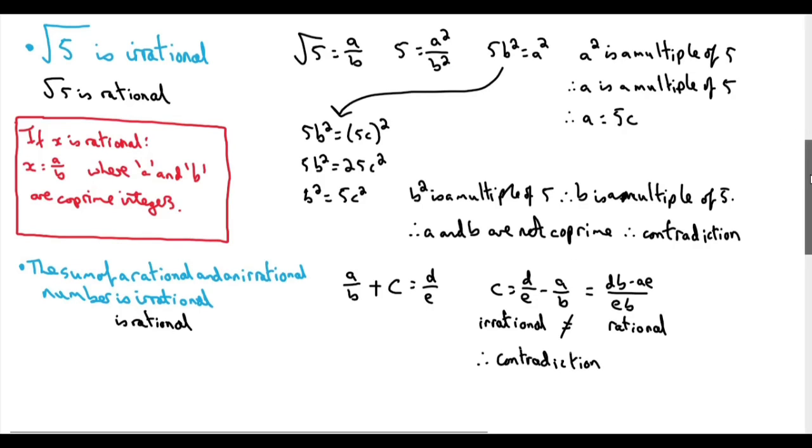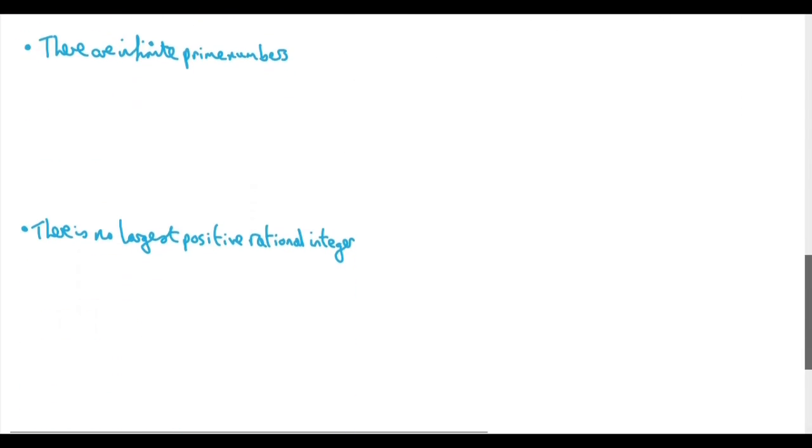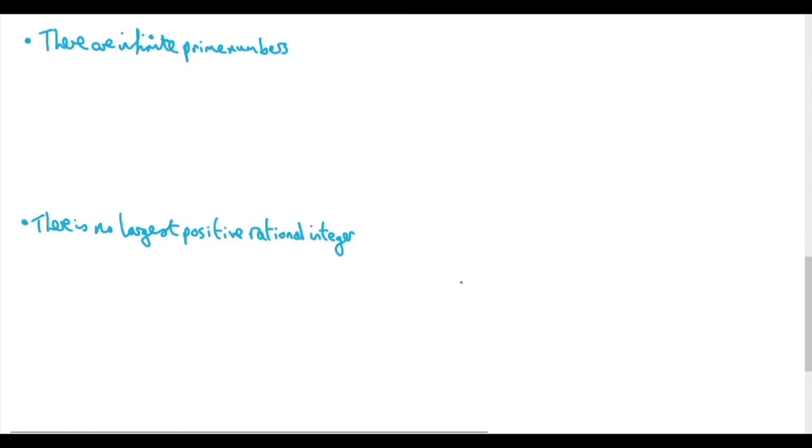Lastly, the third kind of proof by contradiction you might have is to show that there is no largest something or other. So for instance here, there are infinite prime numbers. Well, the contradiction to this would be that there are finite prime numbers, and that is, there is a largest prime number. Now, the proof to contradict this would be that, okay, let's say there's P, where P is the product of all primes.